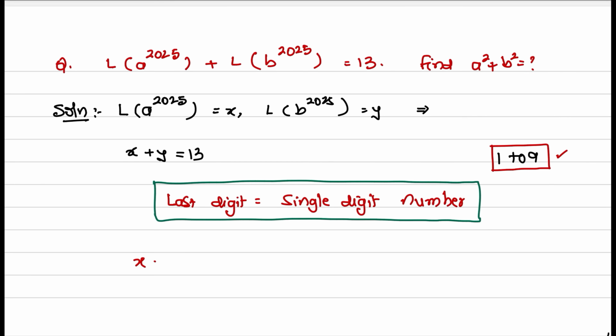Let us see the possible values. If x is equal to 2, y is greater than 10. If x is equal to 3, y is equal to 10, which is also not possible. x is equal to 4 and y is equal to 9, one pair, and vice versa, x is equal to 9 and y is equal to 4. Next pair: the sum should be 13, so 5 and 8. Another is 6 and 7.